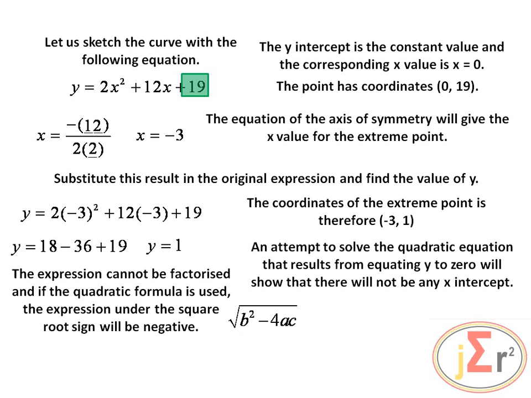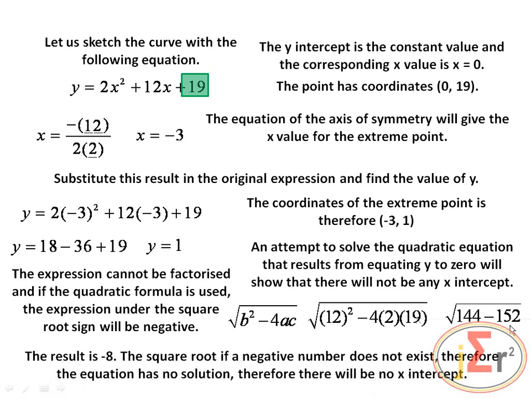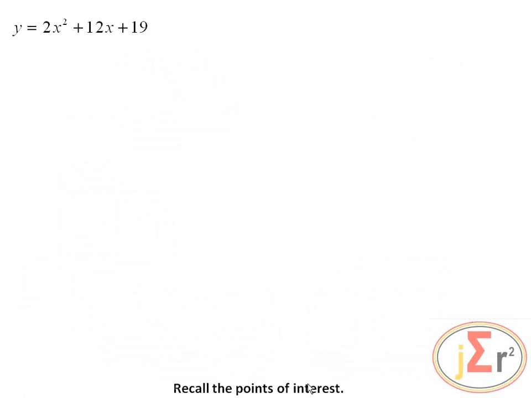So if we check that portion under the square root sign, we will get 12 squared minus 4 times 2 times 19, that is 144 minus 152, and that is going to turn out to be negative. The result is negative 8. The square root of a negative number does not exist. Therefore, the equation has no solution. Therefore, there will be no x-intercept.